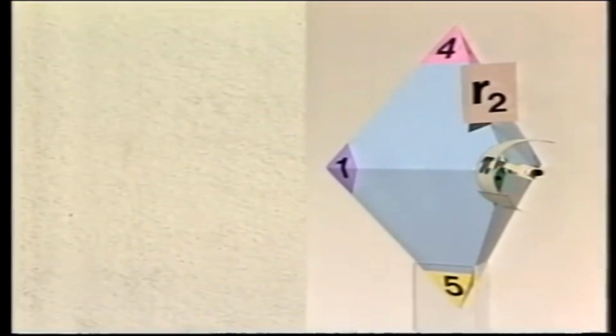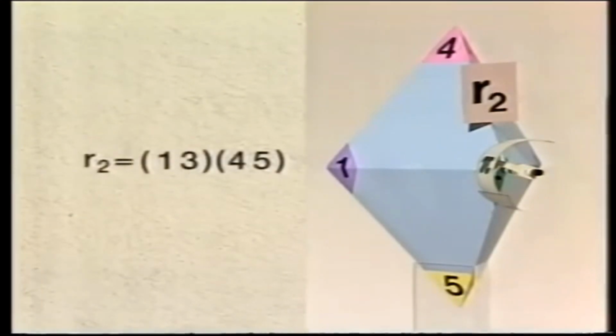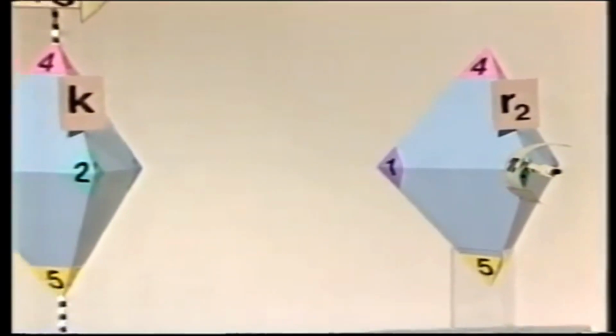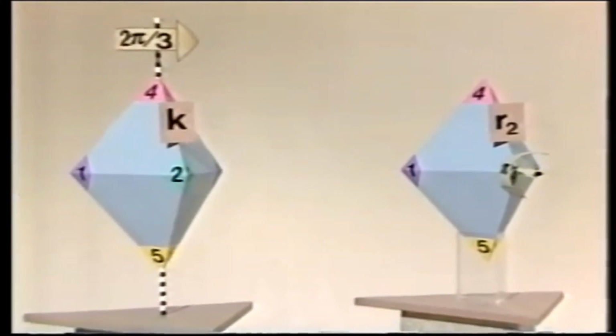Let's first get a feel for the situation by using our models to calculate a typical conjugate. Take this rotational symmetry, which I've called R2, because vertex 2 is on its axis of rotation. It transposes vertices 1 and 3 and vertices 4 and 5. Let's conjugate it by a particular element K. Rotation through a third of a turn about the vertical axis.